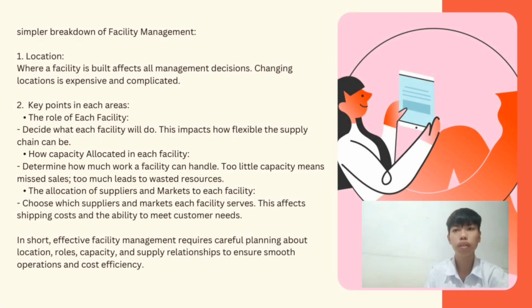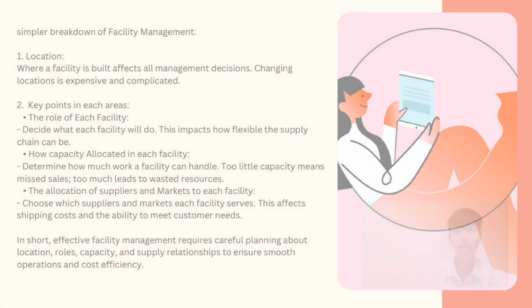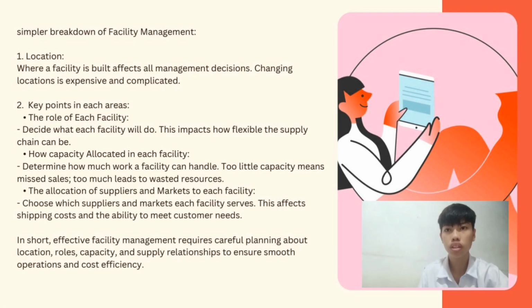Location. In facility management, location refers to the specific physical site or geographical area where a facility or property is situated. It encompasses the buildings, infrastructure, land, and surroundings that the facility manager oversees. Managing the location involves optimizing space, ensuring safety and security, maintaining infrastructure, complying with local regulations, and supporting efficient operation within that physical environment. Key points in each area.